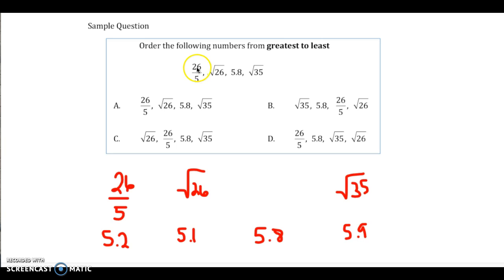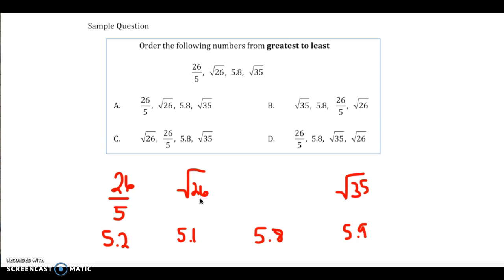So 26 fifths is 5.2. It's actually 5 and 1/5. 1/5 is the decimal point 2. So I know that's exact. Then we've got the square root of 26, which is just slightly over the square root of 25. So I estimated that to be 5.1.